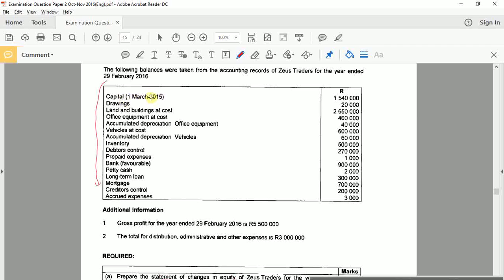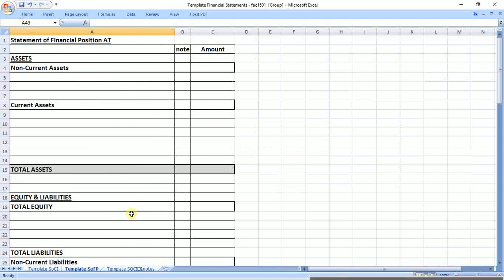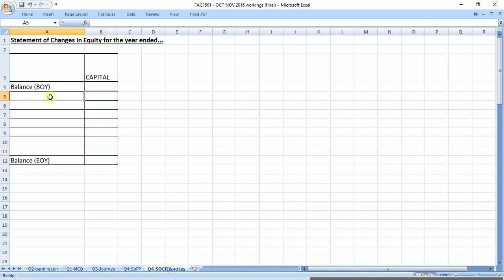Capital. Opening or closing balance? Opening. So where does capital go? In the statement of changes in equity. Now where's my statement of changes in equity? Oh, these are the templates. Close that. Here it is. I'm going to have balance at the beginning of the year. I would change this to the balance they gave you. What is it? 1 March 2015. And the capital amount was 1540 and four zeros. Got that? Yes. That's the balance as per the statement.